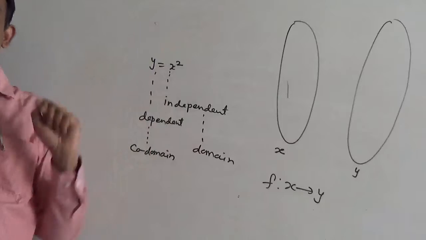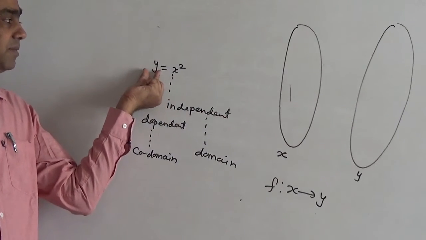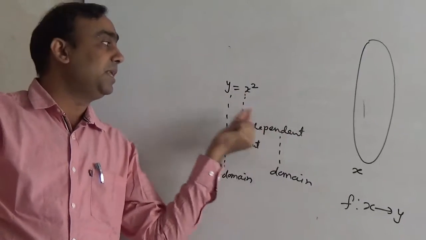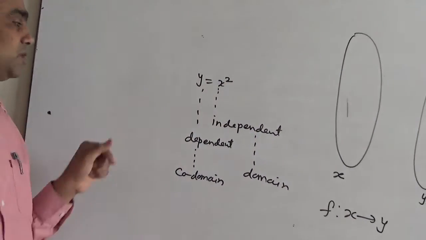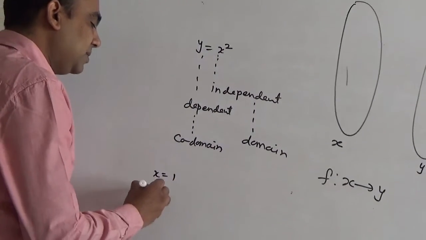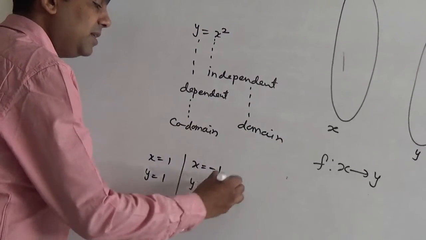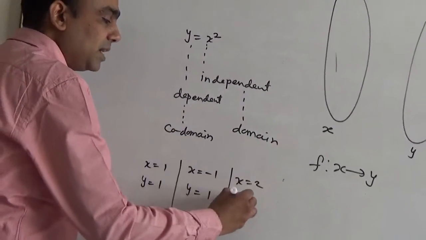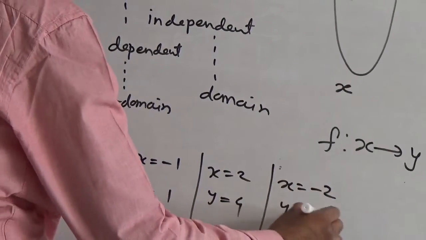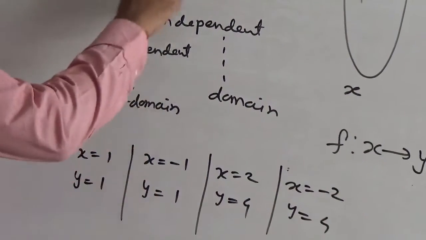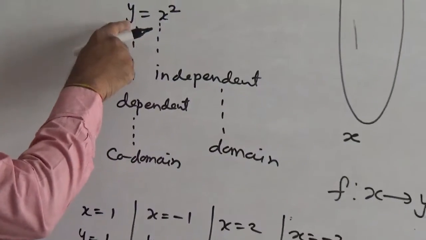Now, this x is independent, means what? It will change. It is not dependent on anybody. But who will depend on x? Y will depend on x. If x changes, y is going to change by some formula. So for example, if x is equal to 1, y will be 1. If x is equal to minus 1, y is 1. If x is equal to 2, y is 4. If x is equal to minus 2, y is 4. How do we get this? By applying the formula. We put the value of x here and we get the corresponding y.